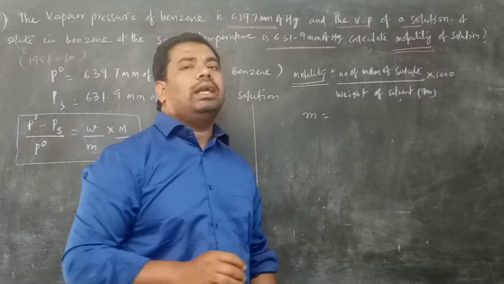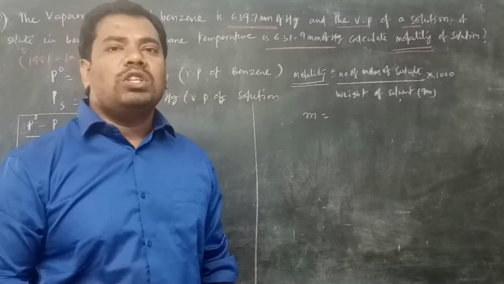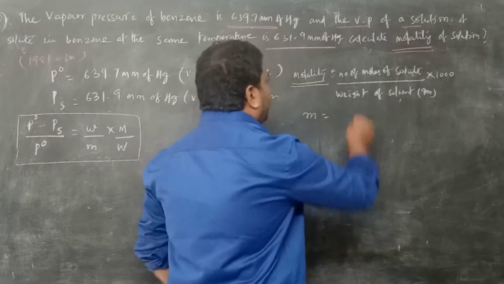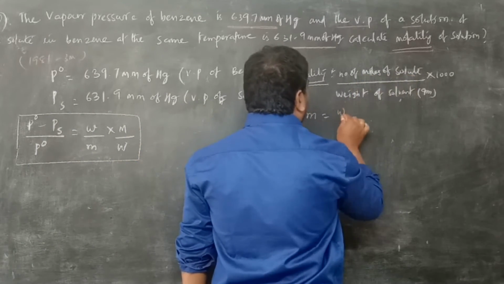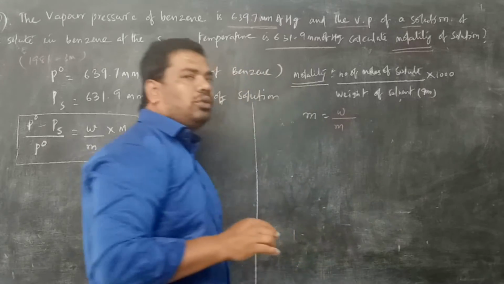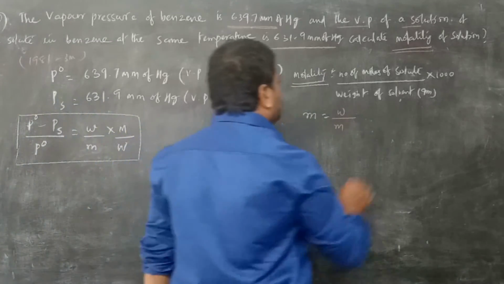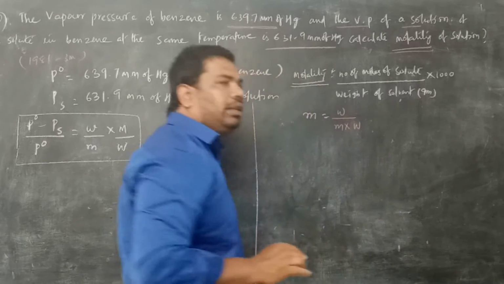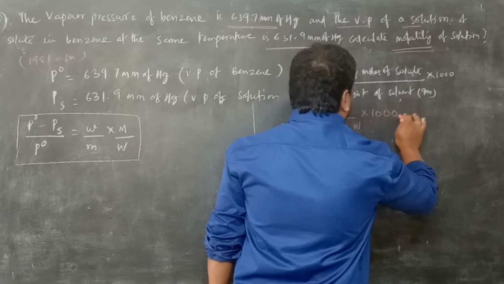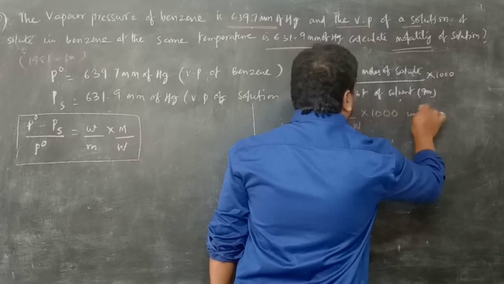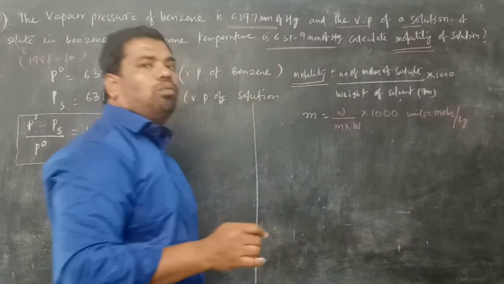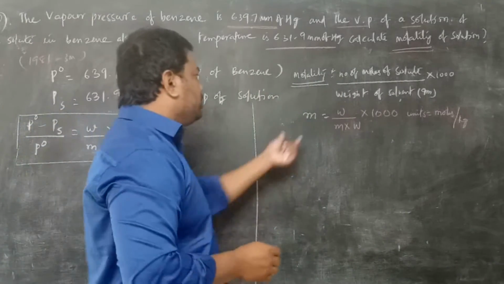What are the units for molality? Molality is moles per 1000 grams, or moles per kilogram. Number of moles of solute is the weight of the solute divided by the molecular weight of the solute, and then divided by the weight of the solvent, capital W, into 1000. So the units for molality are moles per kilogram or moles per 1000 grams.